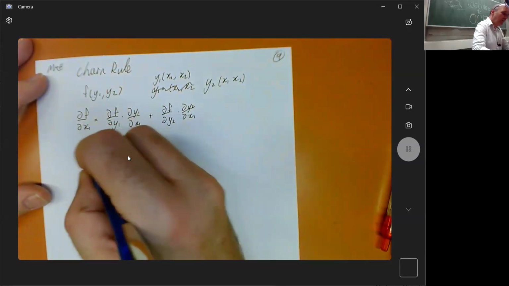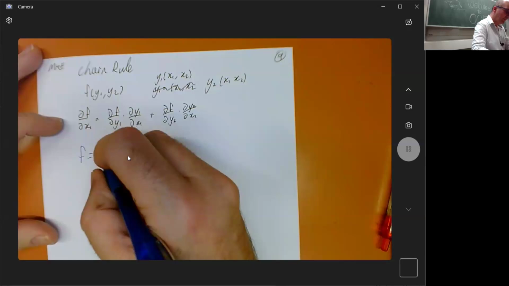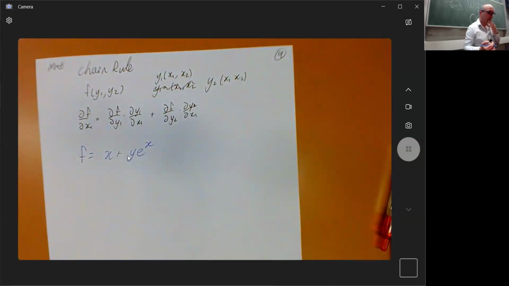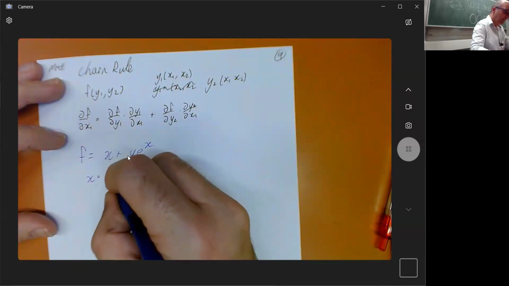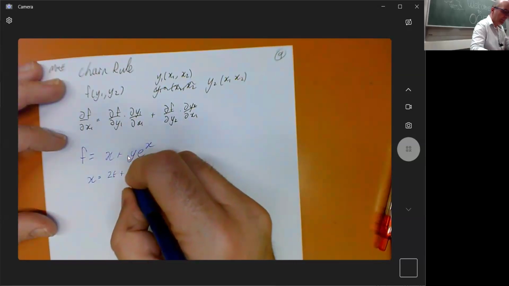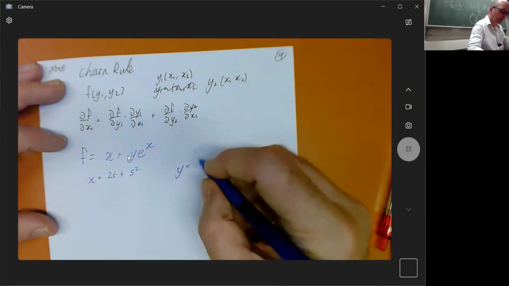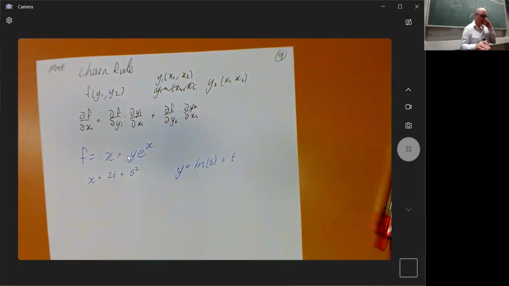We could have f equal to x plus y e to the x. But then x is equal to 2t plus s squared, and y is equal to ln of s plus t. I'm trying to keep it not too simple to be trivial, but not too complicated to be impossible.